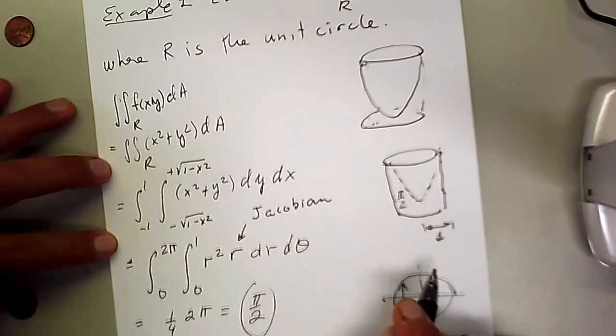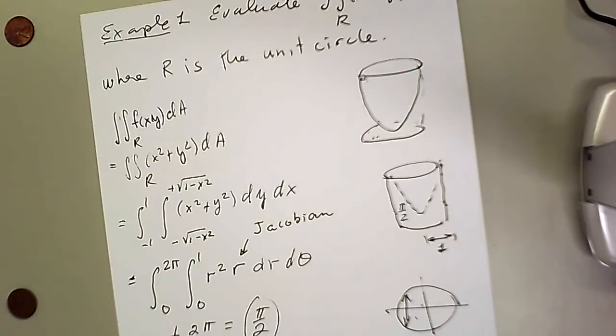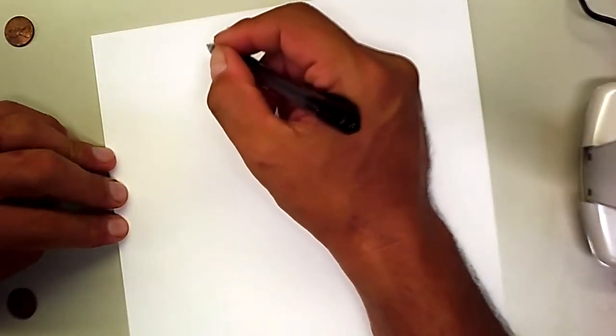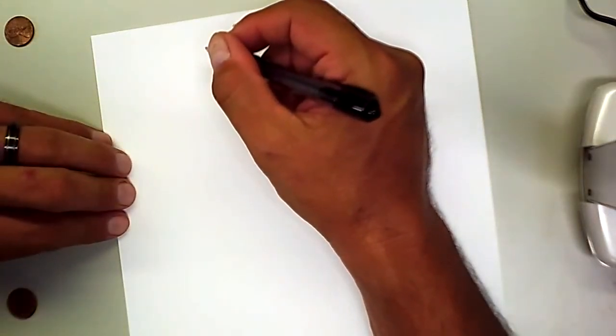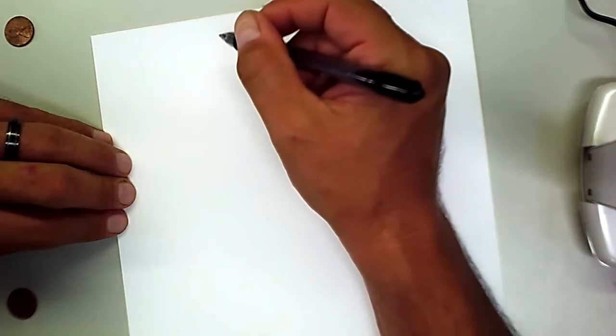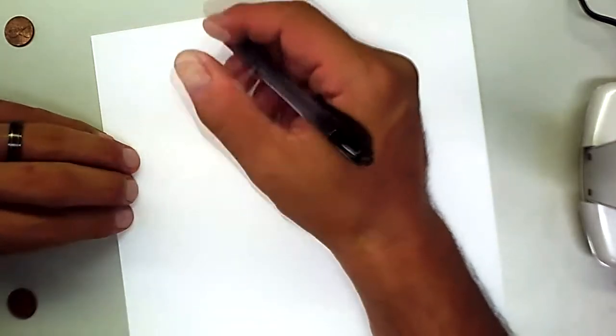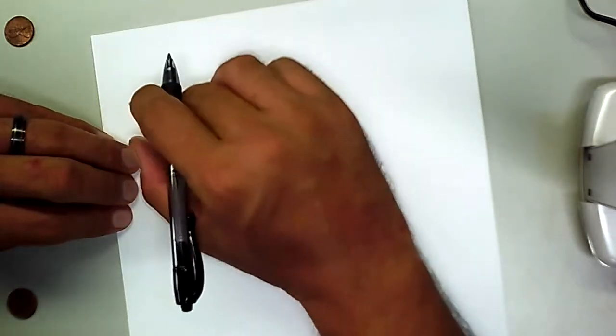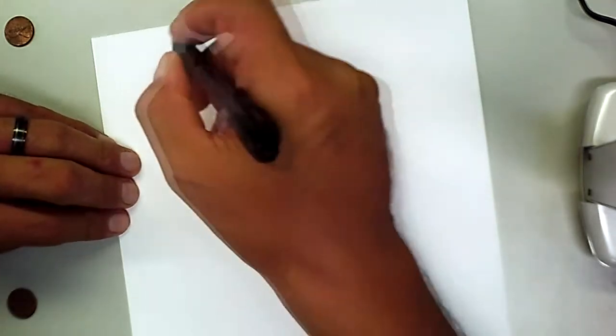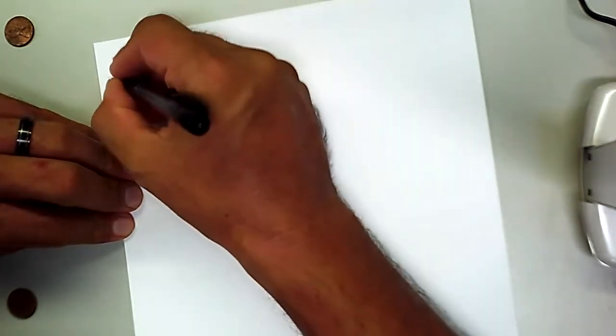I was prepared to do a simple example, but as I was working on this, I realized we could have examples where we don't have a polar rectangle, but some kind of region that is not a rectangle, even in polar coordinates. So let's do an example 2.